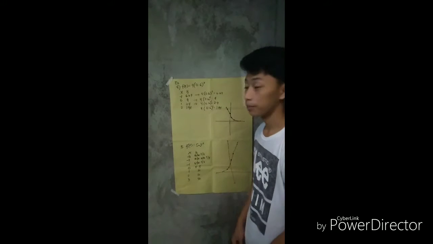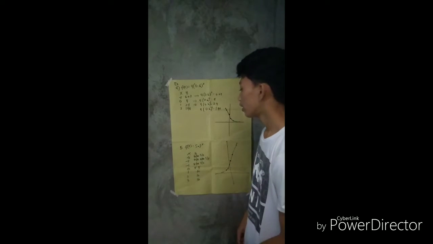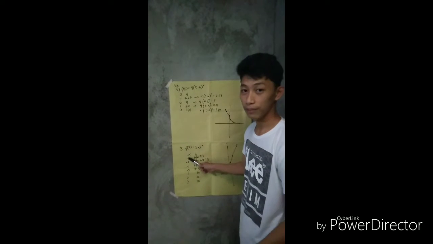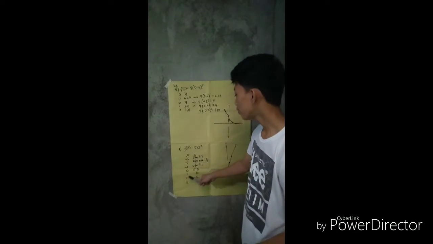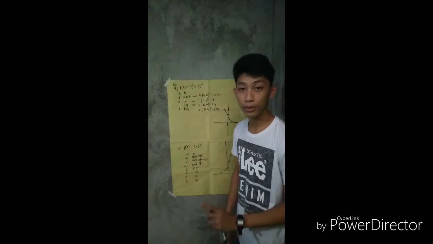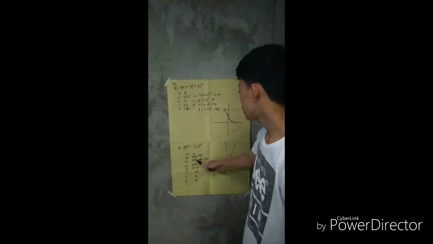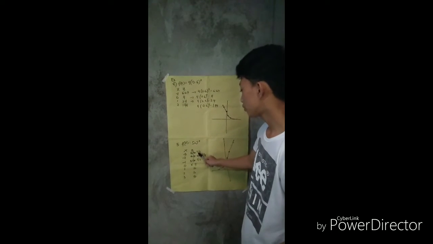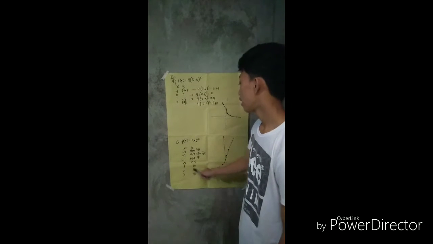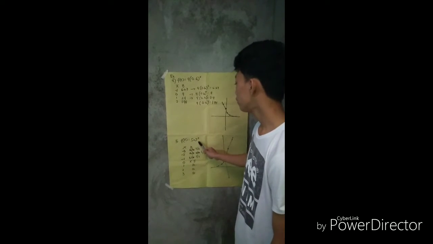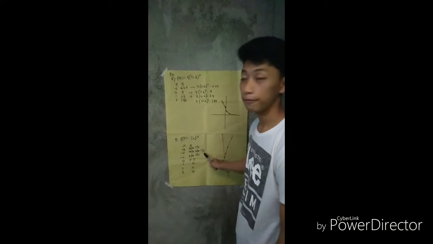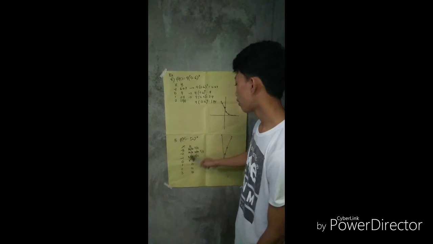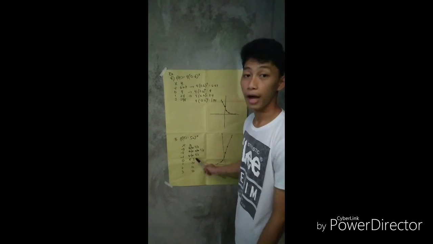Here is our example number 5. Our given is f(x) is equal to 5 times 2 to the power of x. And our x is negative 3, negative 2, negative 1, 0, 1, 2, and 3. We're just going to substitute. 5 times 2 to the power of negative 3 is equal to 5/8. And 5 times 2 to the power of negative 2 is equal to 5/4. And 5 times 2 to the power of negative 1 is equal to 5/2.